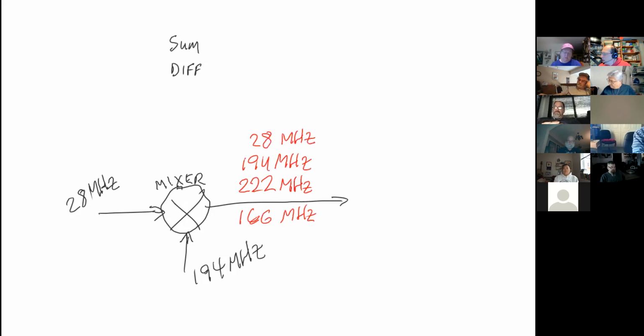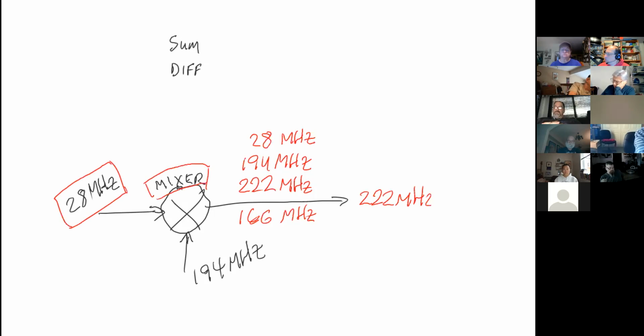So now let us say that this device, which uses a mixer, is a transverter, which is a transmitter converter. That's what a transverter is. My original transmitter operated on 28 megahertz, and I want this device to be a 222 megahertz transverter. Well, so far so good, right?